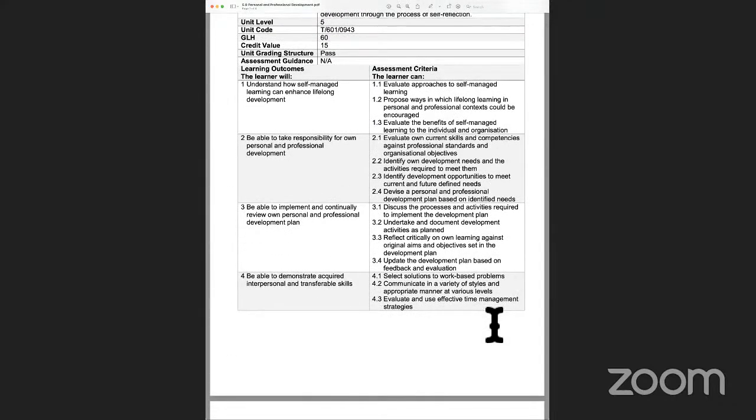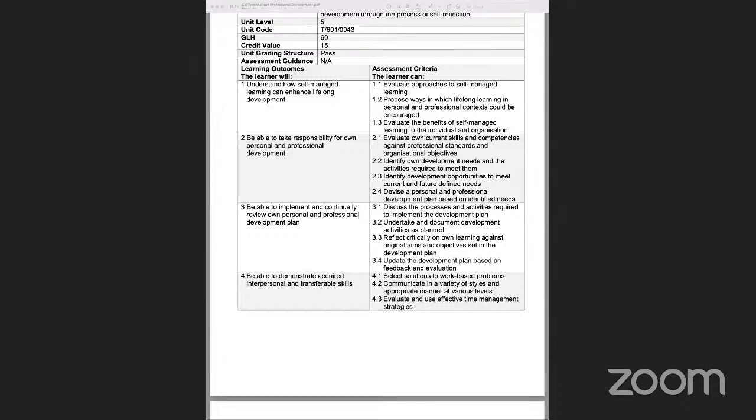Now, in the last learning outcome, today we are going to be focused on understanding. Here, the learning outcome is to be able to, which means we need to be able to demonstrate. That means we need to create evidence to show how we acquire interpersonal skills, and how we go about solving work-based problems.